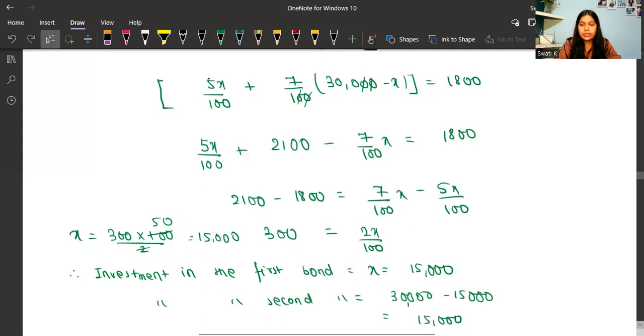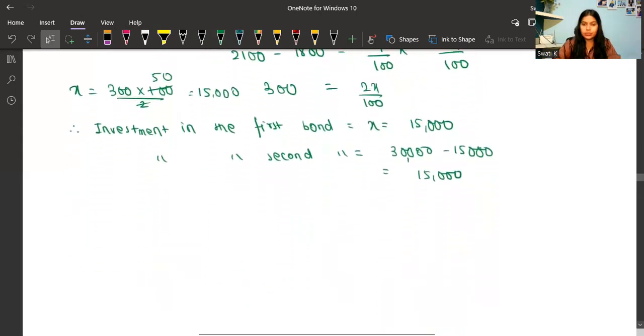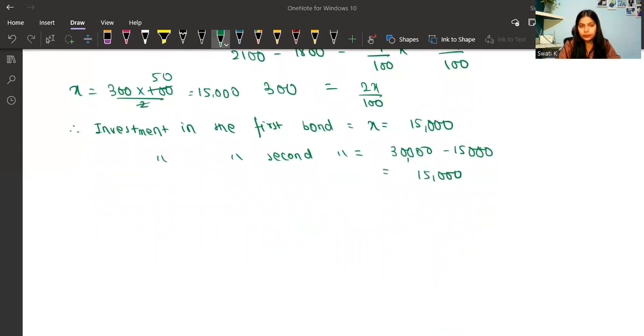Now the second part where the matrix multiplication was... Okay, so this was the first question where we got 1800. Now in the second one, we have the product 2000. It's the same thing, and this time the product is going to be 2000.